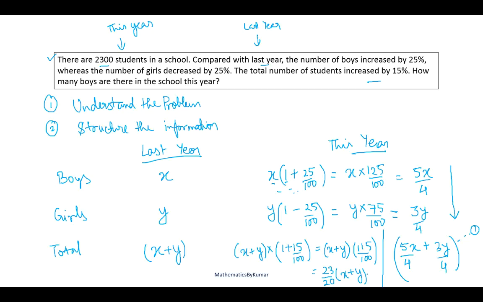Now, the first thing you have to understand is that both of these represent the same value. I have used two different methods to reach the same value. So both of them are equal to 2300. I'll use this fact to find more details about x and y, and what I'm specifically looking for is two equations in x and y.